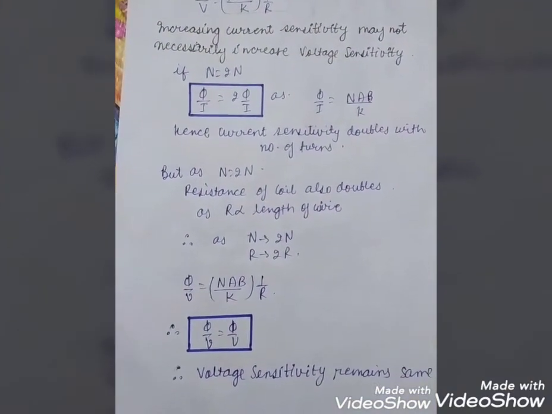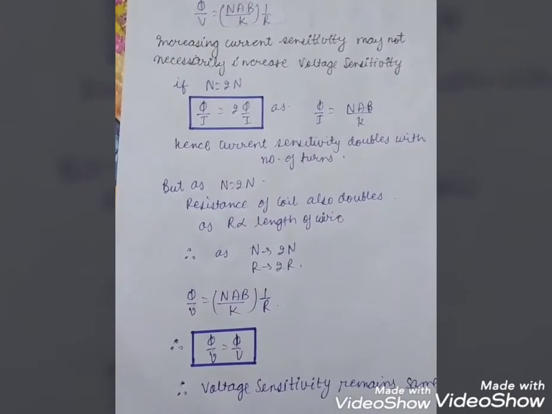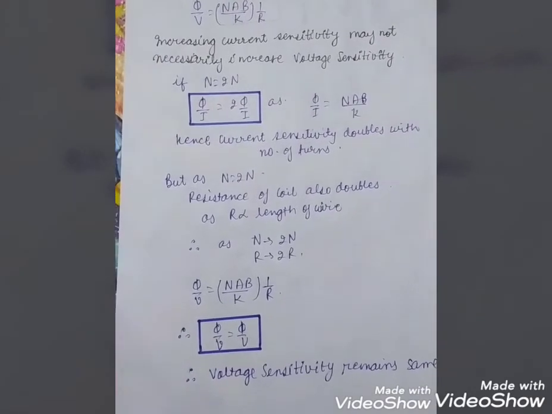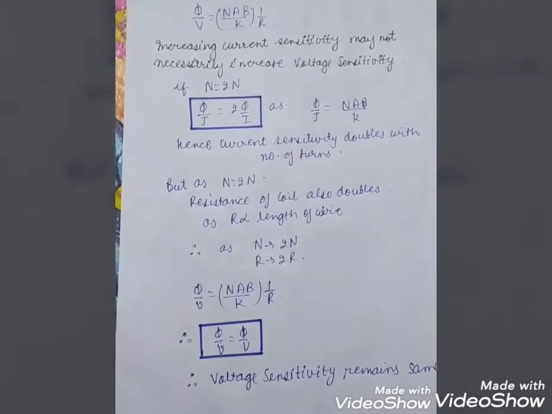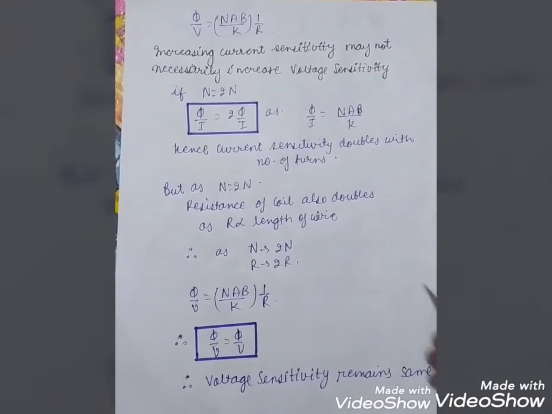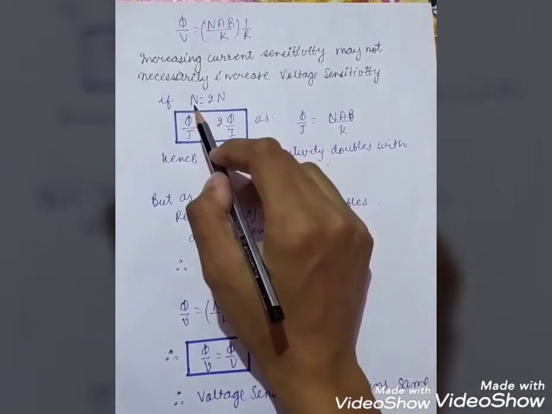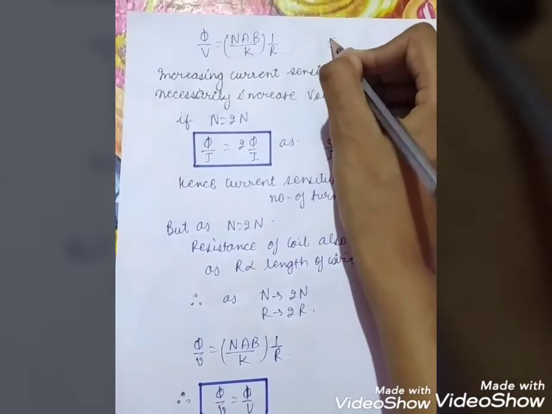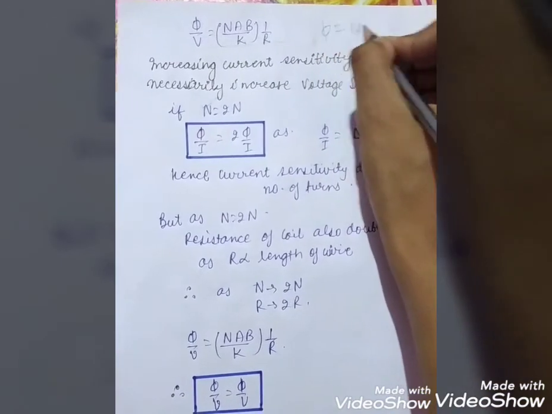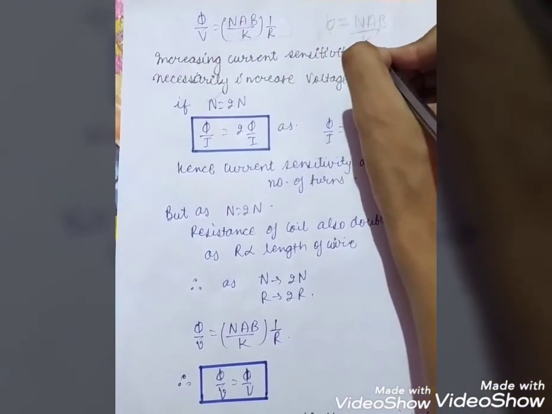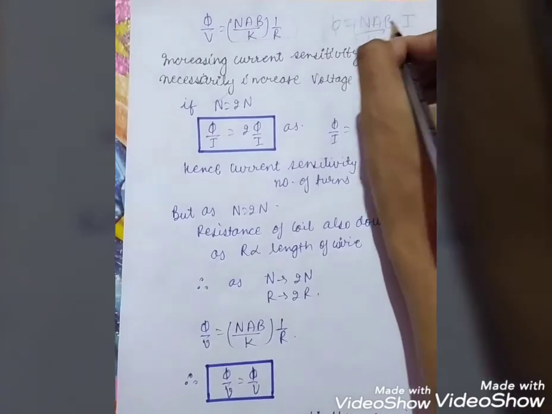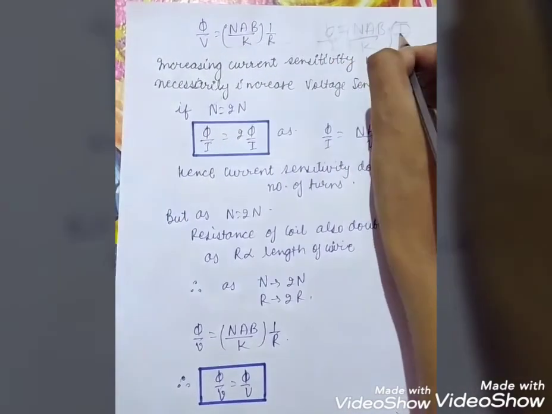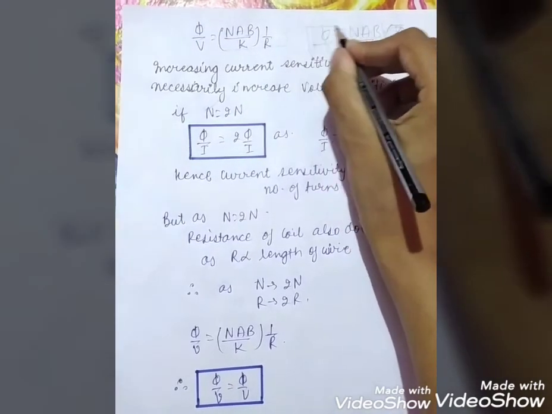Now let us discuss whether there is any change in voltage sensitivity if we make any change in the current sensitivity. So how can we see that? Let us suppose we change the number of turns in the coil. What was the formula for current sensitivity? First of all, let us write that phi is equal to NAB divided by K into I. For current sensitivity, we have this I here. So this becomes the formula.